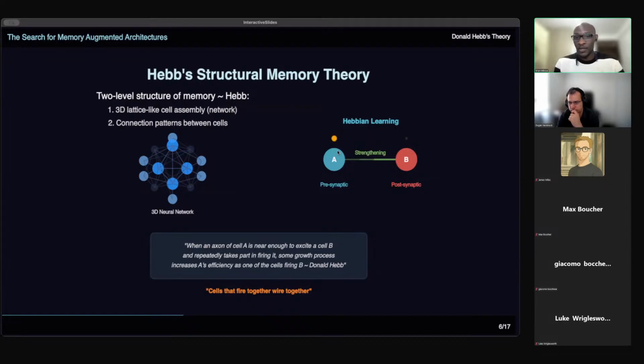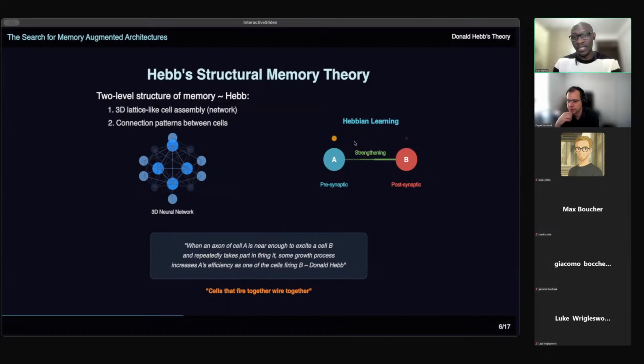For example, if you have a neuron A and a neuron B, if neuron A fires, if they're too close to each other, neuron A and B, then that automatically leads to neuron B also firing, right? That's the firing process of neuron A and B that leads to a Hebbian learning kind of phenomenon. And then he quotes that when an action of cell A is near enough to excite a cell B, and repeatedly fires cell B, then the growth process increases for cell A on firing cell B.